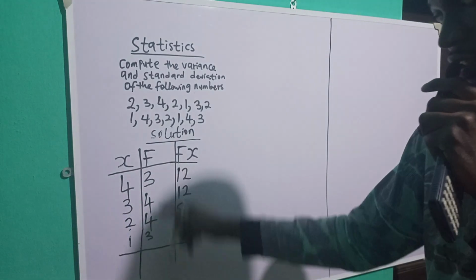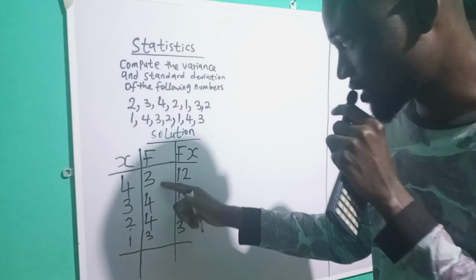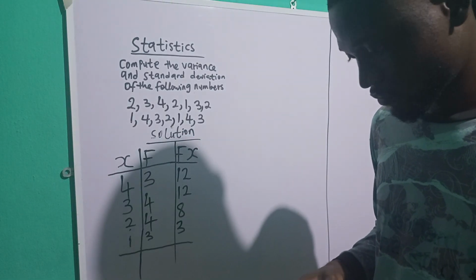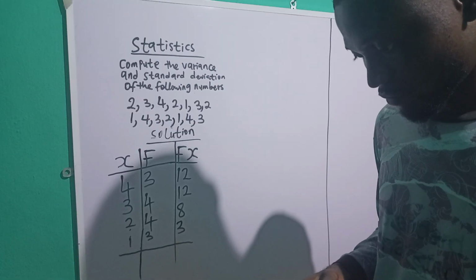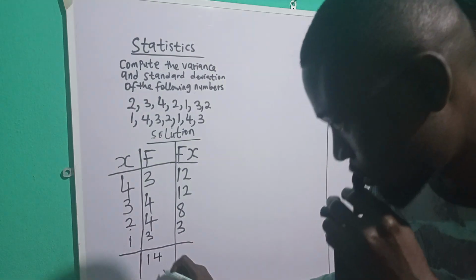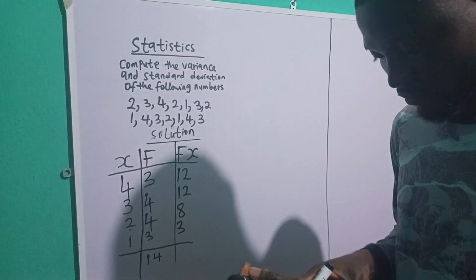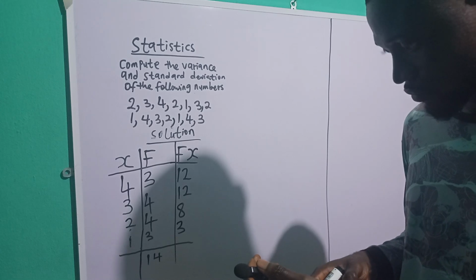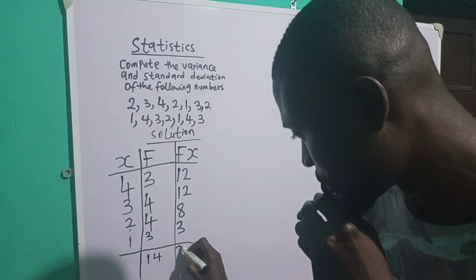So I'm going to add everything we have here and add everything that we have here. Let me use my calculator and do that. All the numbers we have here will give me 14 in total. Then let me add all the numbers we have here. They will give me 35 in total.